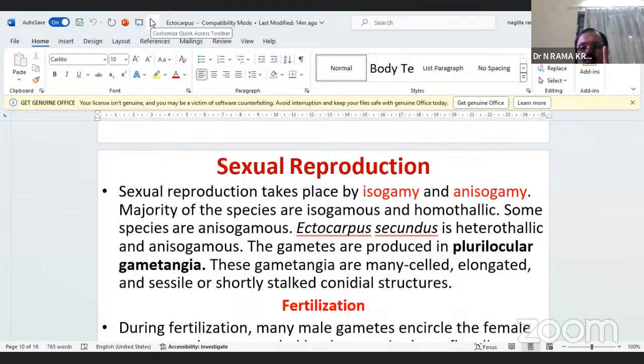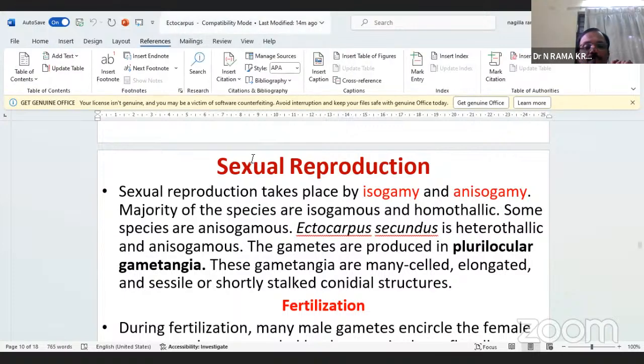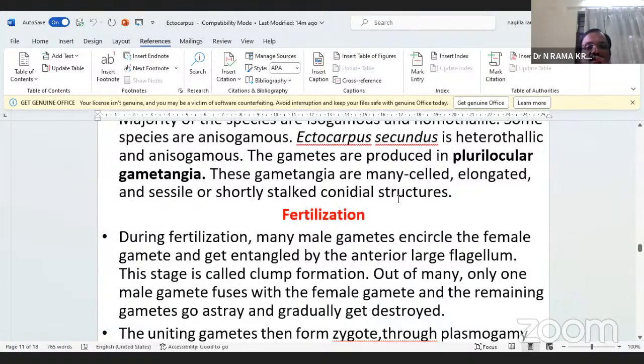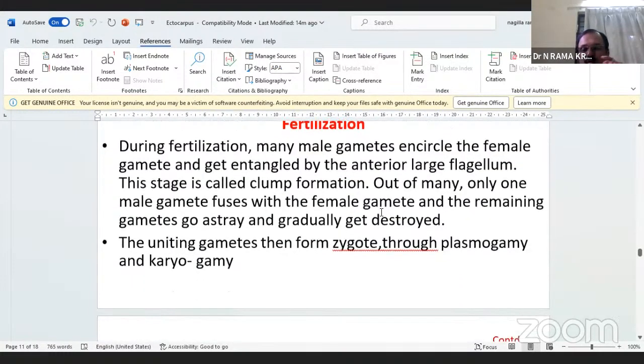The gametangia develop in the same manner as plurilocular sporangia. Most of the species are dioecious and a few are monoecious. The sexual fusion may be isogamy or anisogamy. Some species are anisogamous, that is, heterothallic. The gametes are produced in plurilocular gametangia. These gametangia are many-celled, elongated, sessile or shortly stalked. That is the sexual reproduction system.